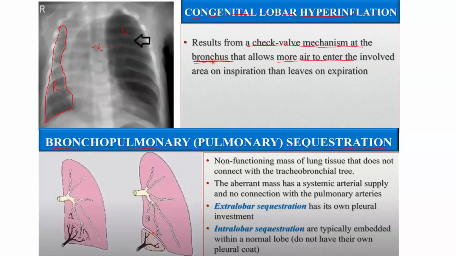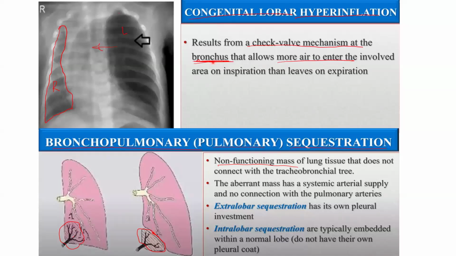Then we have what are known as bronchopulmonary sequestrations or pulmonary sequestrations, okay? And these are simply, as indicated here, non-functioning masses of lung tissue. You can see here we have a section of the lung, and also this one. It is not connected to the tracheobronchial tree, but it receives arterial supply, okay?